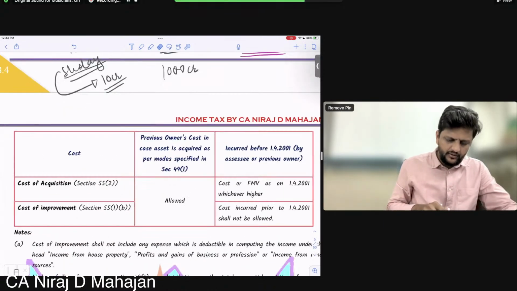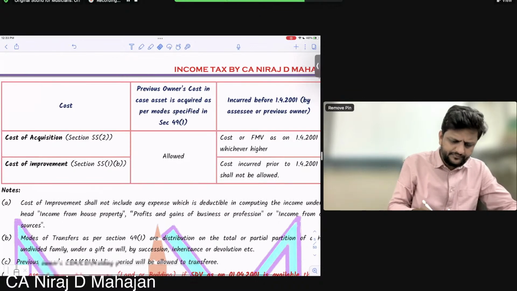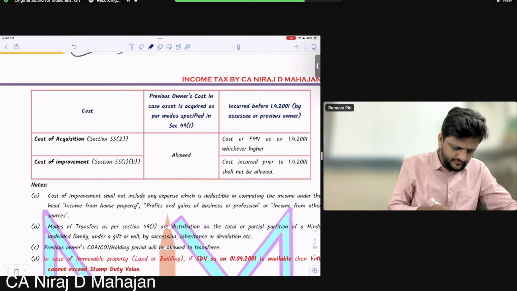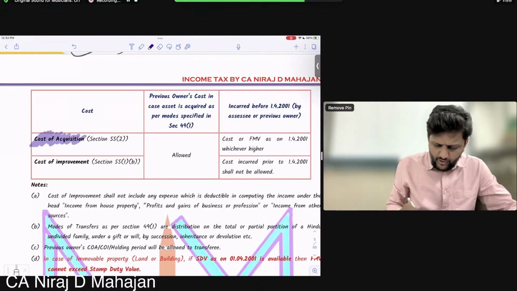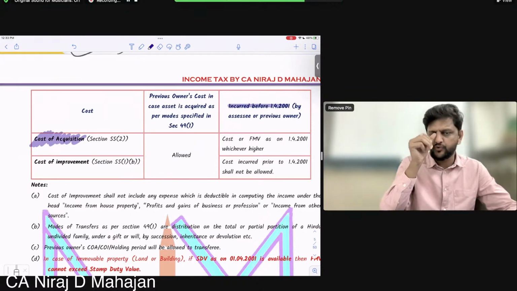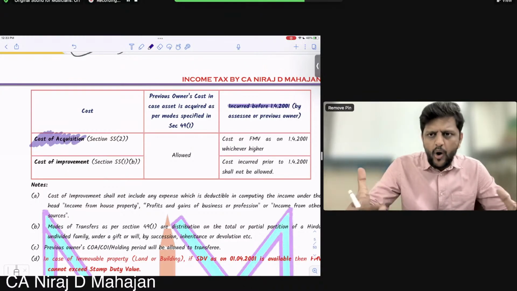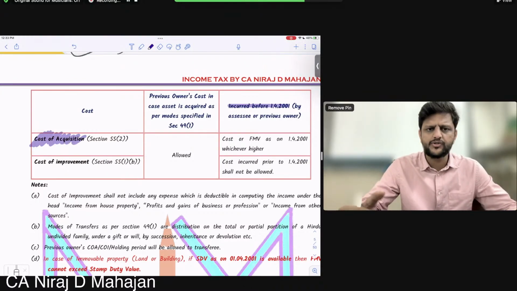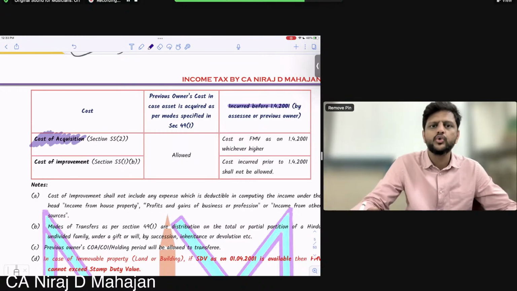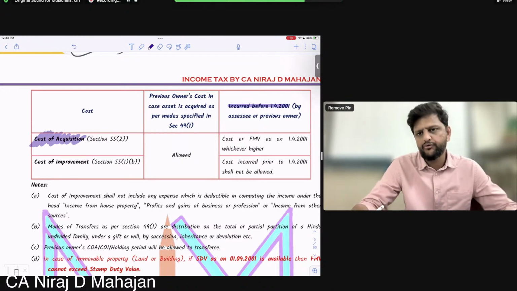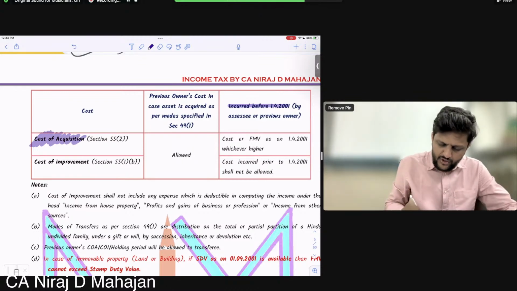Check here. Cost of acquisition. Ready, everybody? So what do we check, bachcho, cost of acquisition? If the cost was incurred before 1/4/2001, that means you have acquired the asset before 1/4/2001. Then how much do we take as the value as on 1/4/2001? The actual original cost, or fair market value as on 1/4/2001, whichever is higher.